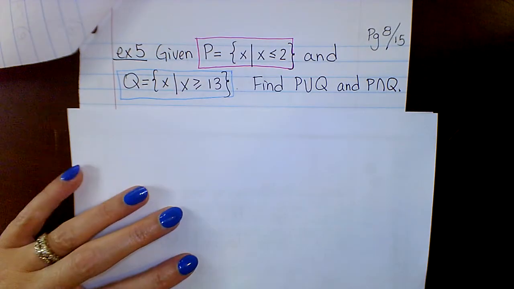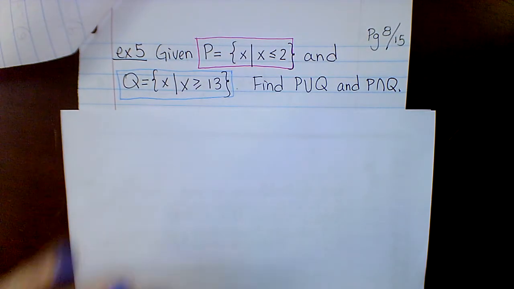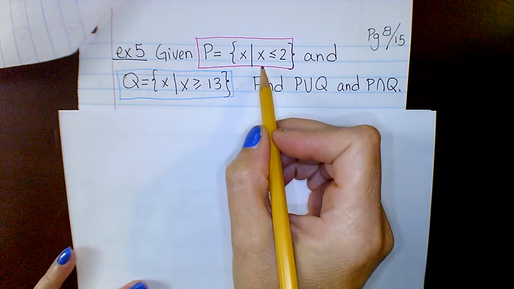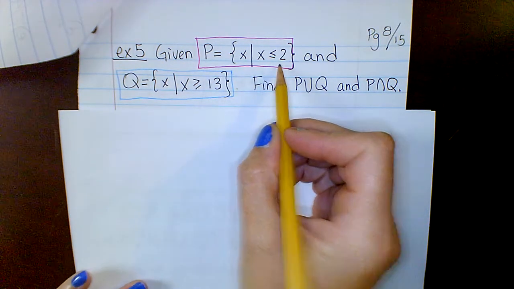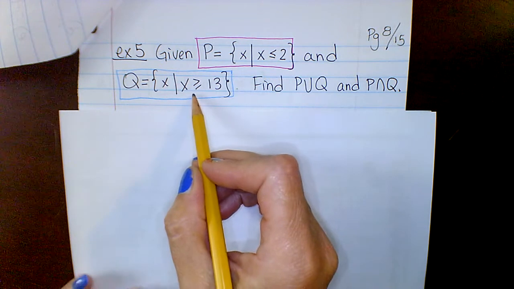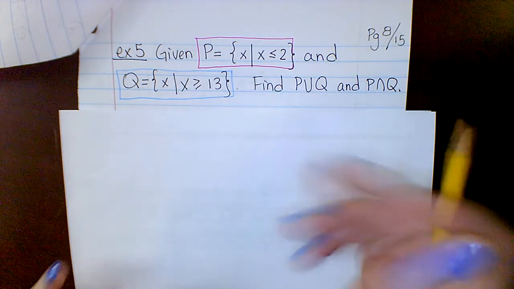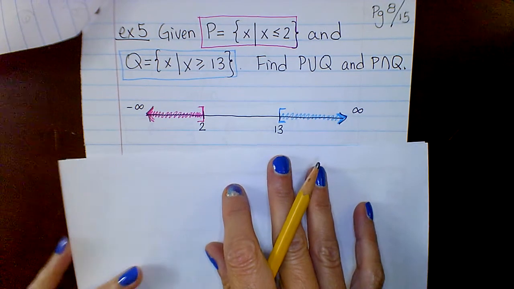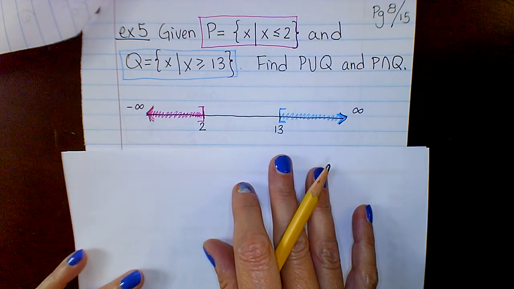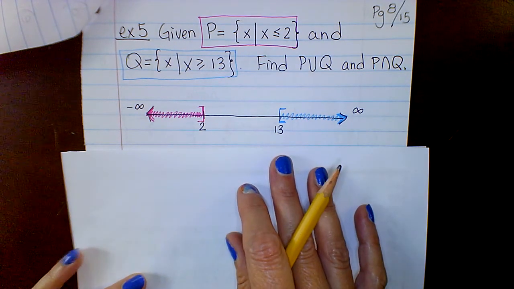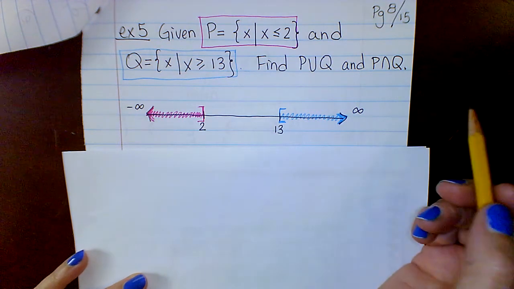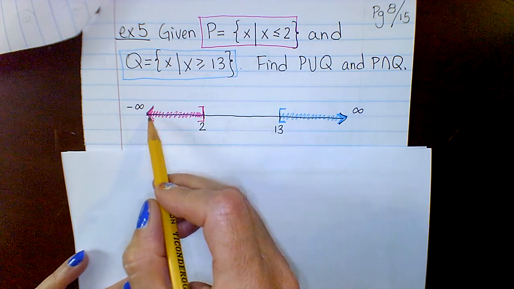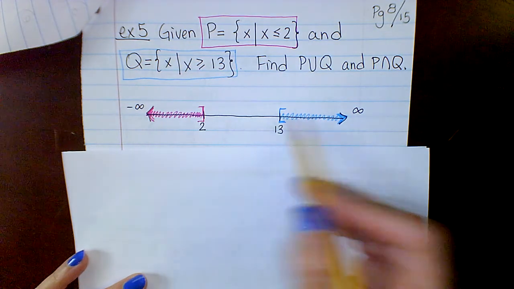All right, let's go back to that set builder notation here. If P is the set of elements that are less than or equal to 2 and Q is the set of elements that are greater than or equal to 13, let's find the union and the intersection. All right, so just like always, let's graph these on a number line. We know the union is anything shaded and the intersection is the overlap. So everything less than or equal to 2 would be back here. Bigger than or equal to 13 would be up here.